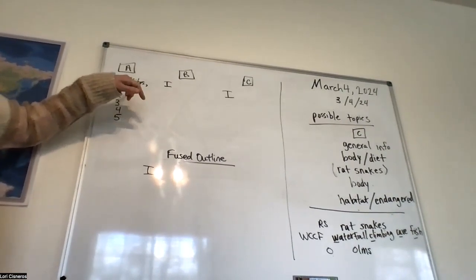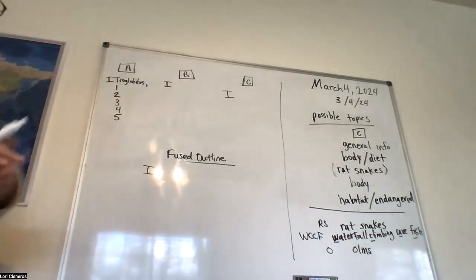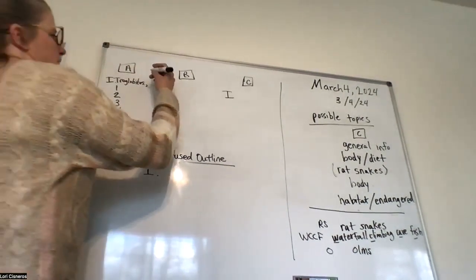Troglobites. General, yep, on every single one, general info. You don't want to use the word general info on your first sentence of your paragraph. That's boring. That's boring, right? But you're just reminding yourself.